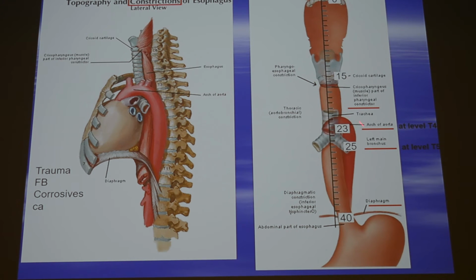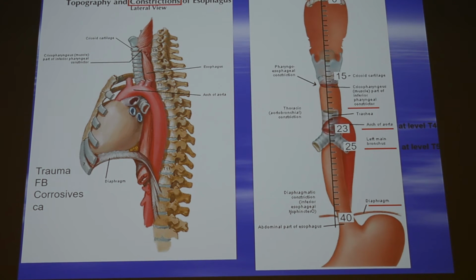The second constriction is actually where the esophagus is crossed by the arch of the aorta. That is at the level of T4, and it is about 23 centimeters from the incisor teeth. The third site where the esophagus is narrow is where the esophagus is crossed by the left main bronchus that goes to the left lung. 25 centimeters, and it is at the level of T5.